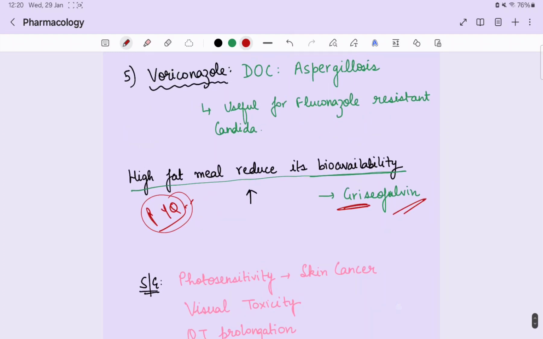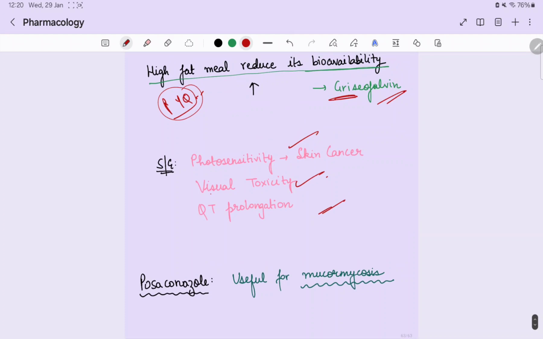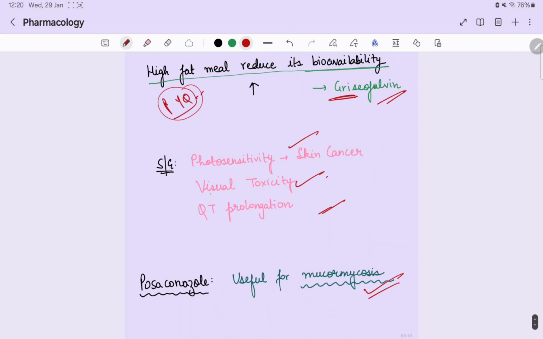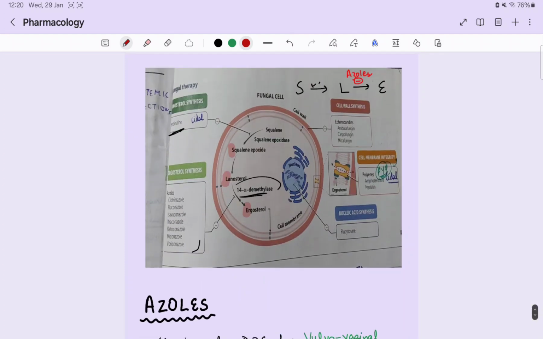What are the side effects of voriconazole? Very important side effects. First, from V you can learn visual toxicity. So visual side effects are present with voriconazole. Photosensitivity is also present, that is, it can cause skin cancers also. And QT prolongation can also be caused by voriconazole. Posaconazole is also used for mucormycosis. So these are some important azoles which I wanted to discuss, and expect one question from antifungals.